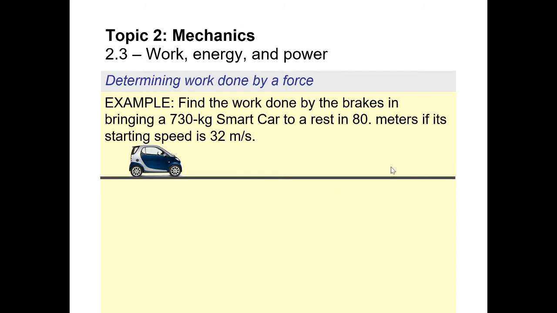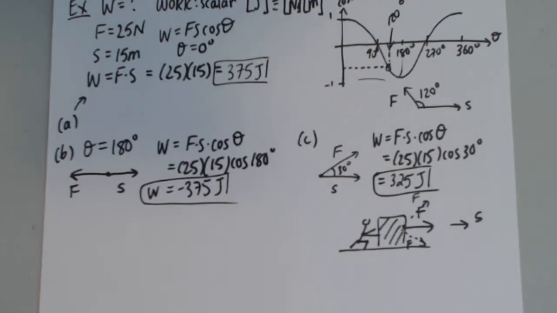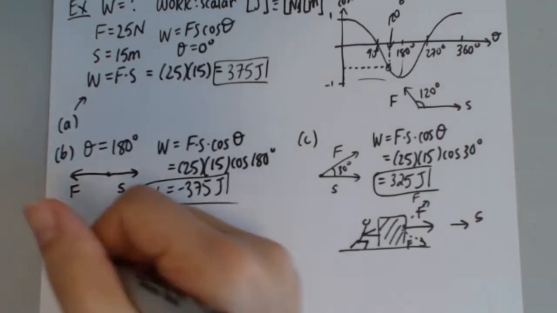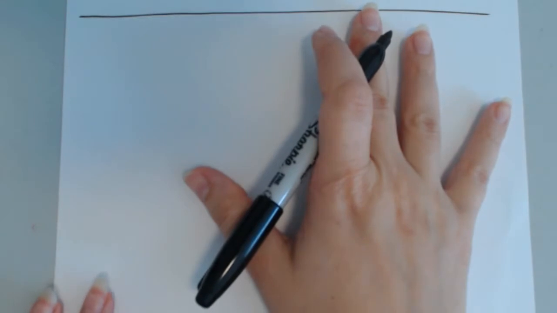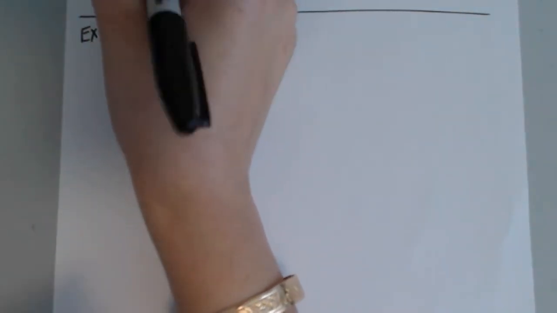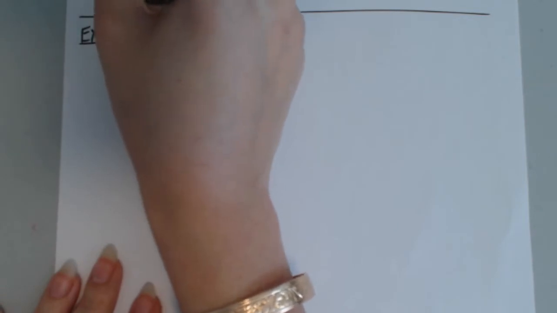Okay. Find the work done by the brakes in bringing a 730 kilogram smart car to a rest in 80 meters if its starting speed is 32 meters per second. All right, so let's go back to the paper. Let's solve this problem. Okay. So example. So we're looking for the work done.